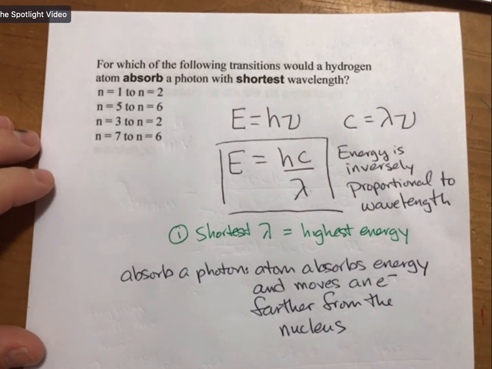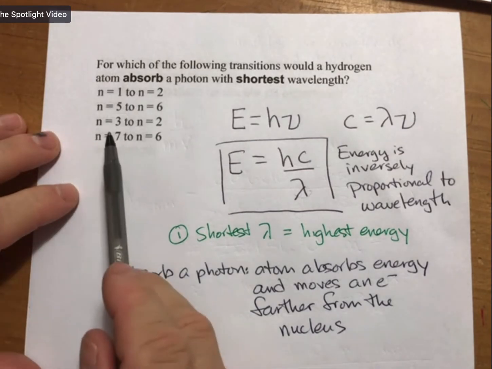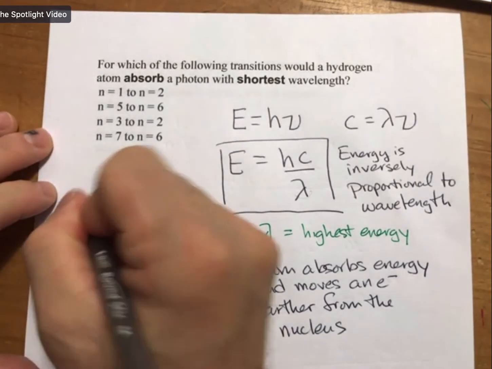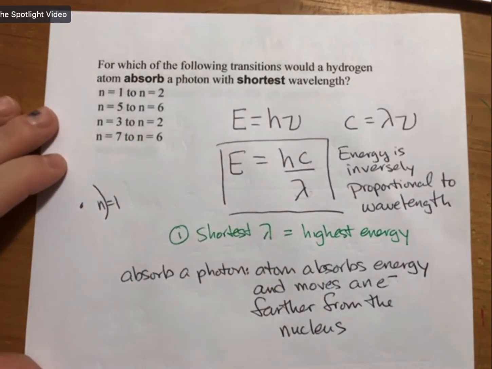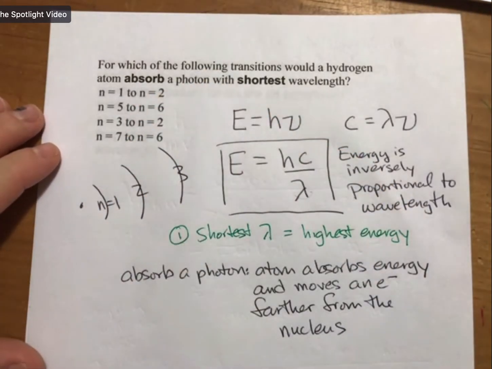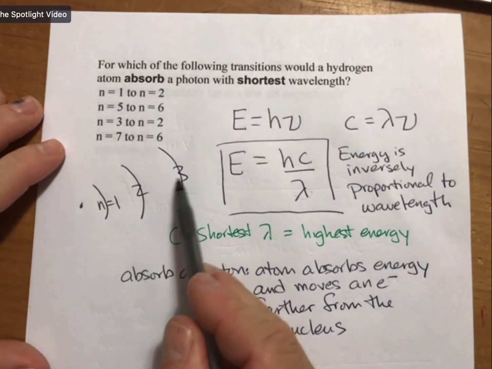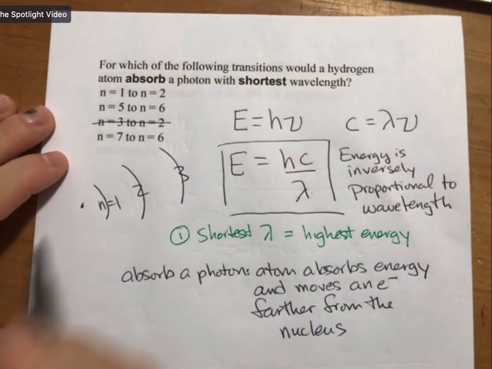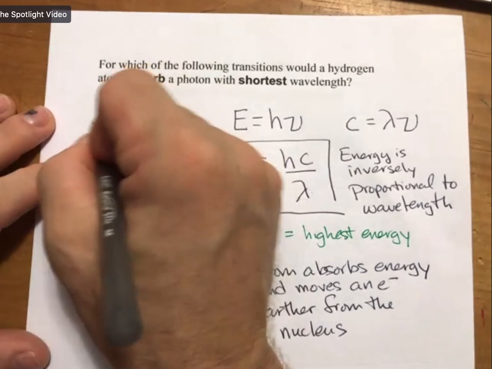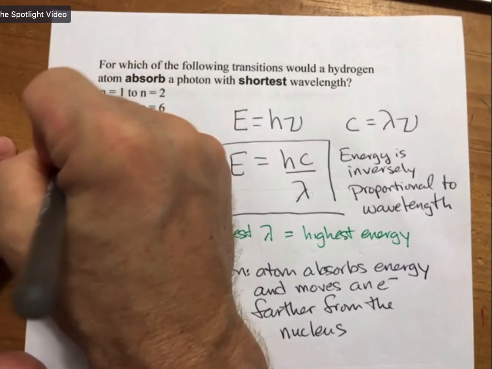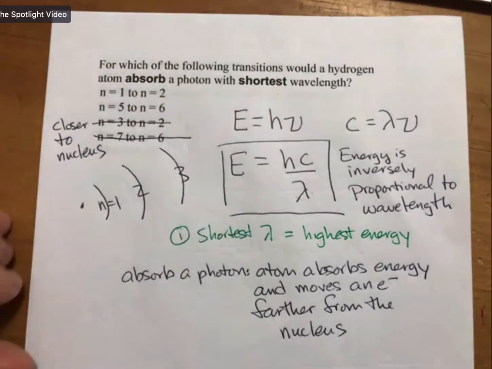And so there's two options that are not even absorptions. In our picture of an atom, remember that it goes center, n equals 1, 2, 3, etc. So as an electron moves from 3 to 2, it gets closer to the nucleus, so that's not an option. As it goes from 7 to 6, it's getting closer to the nucleus, so those are not options. And I'll just write closer to the nucleus there.